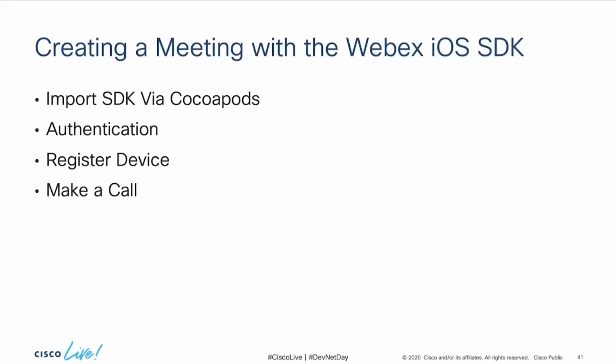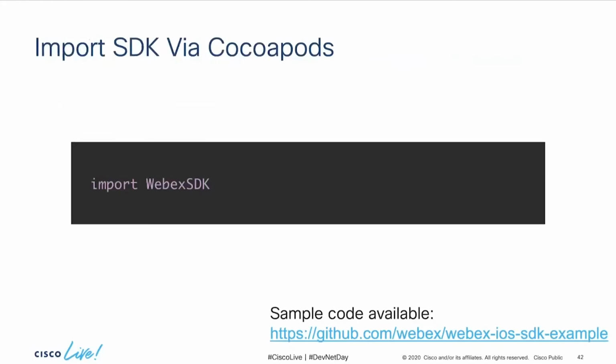The development flow for the iOS SDK is similar to the other SDKs, with just a little bit of different setup at the beginning. First, we need to import the SDK via CocoaPods. Then we do our authentication again, and then this may sound familiar from the JavaScript SDK, but we've got to register the device with the WebEx services, and then we make a call. Let's go through some sample code real quick to show how we can go about doing that.